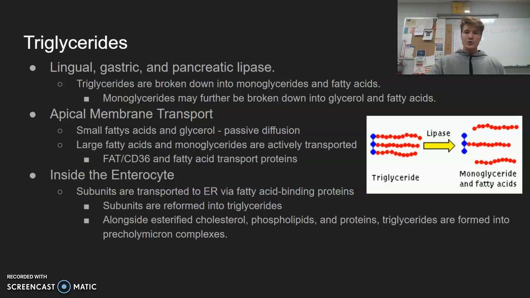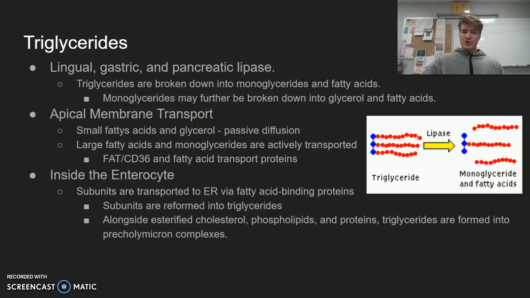But then how do these subunits of the triglycerides get into the enterocyte? So first, from the apical side, this is where they're going to enter first, from that brush layer, we have small fatty acids. These are less than 10 carbons in length, and then glycerol. These are going to passively diffuse into the cell, so we don't need active transport of these.